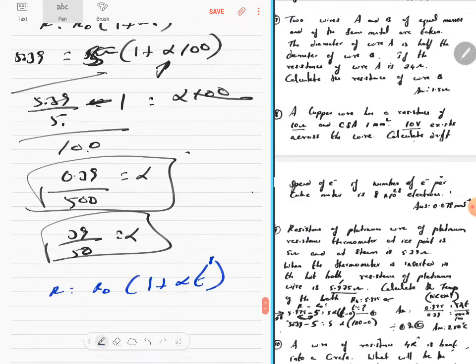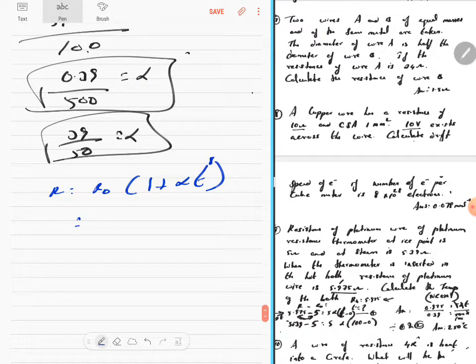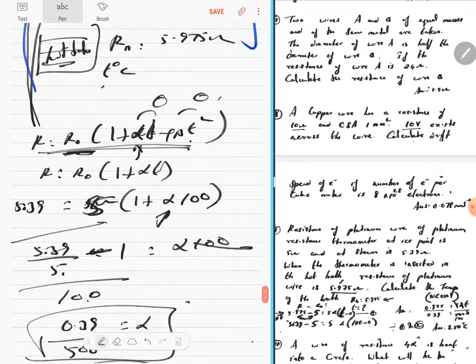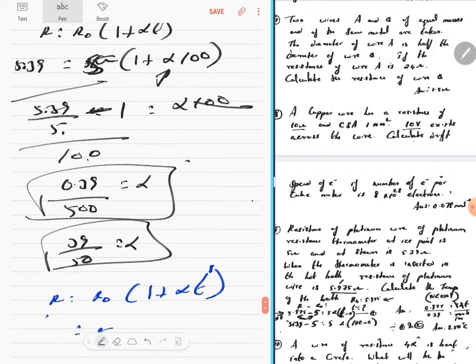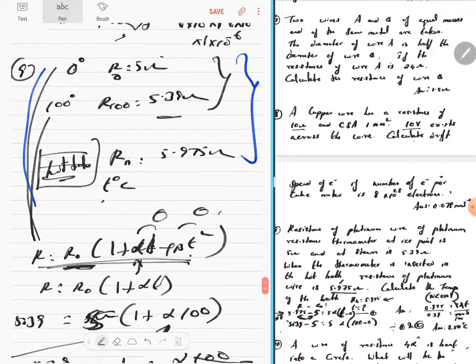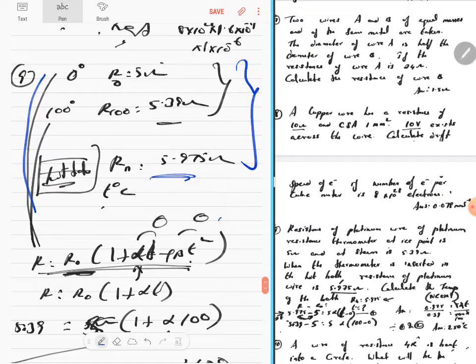So you know that the resistance at 0 degrees Celsius is simply 5 only. The resistance at that hot bath is 5.975. Oh, they gave that. At hot bath, what is it? Resistance at a hot bath is 5.975.